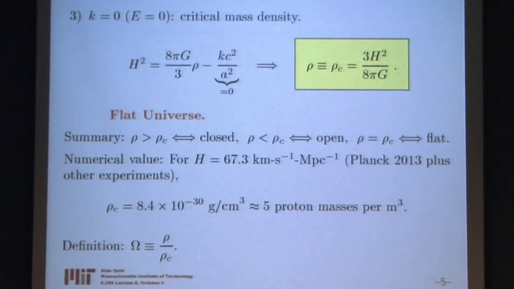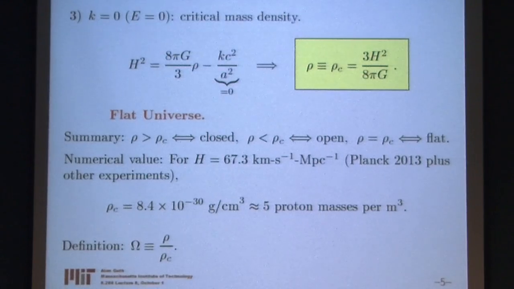It's interesting to know what this critical density is. It depends on the expansion rate. But the expansion rate has now been measured quite accurately. So if I take the value of 67.3, which is the value that comes from the Planck satellite, combining their results with several other experiments, they get a value of 67.3. And when one puts that into this formula, the number one gets is 8.4 times 10 to the minus 30 grams per centimeter cubed, which is only about 5 proton masses per cubic meter. It's an unbelievably empty universe that we live in.